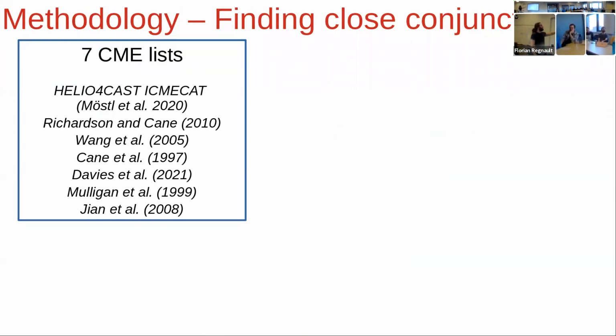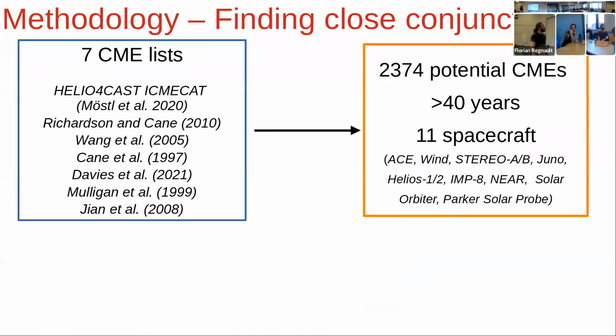Okay, so using 7 CME lists, so that's different catalogs. It just tells when the CME starts and when it ends, right? All these correspond to more than 2,000 CMEs, spread over more than 40 years over 11 spacecraft.